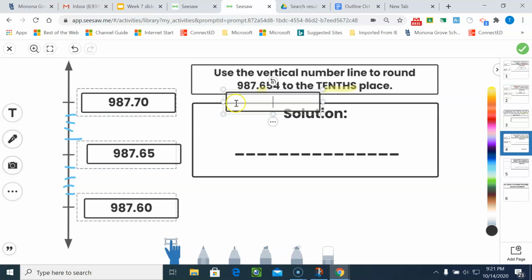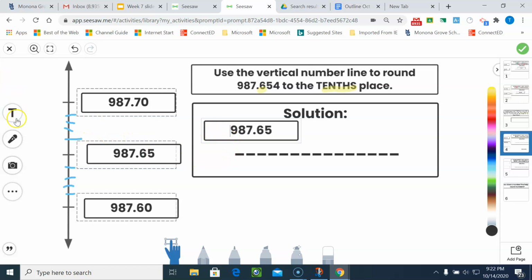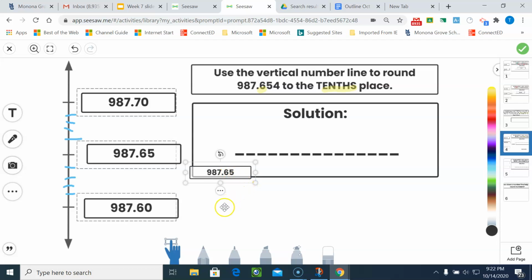You are going to get a text box. You're going to type your number in, 987 and 65 hundredths. Shrink it down and place it where you think that it would go. And then tell me, would you keep it at 6/10 or would you go up? Remember that rule, if it is 5 or above, you're going to give it a shove up to that next place value place. So you will need to do this one.